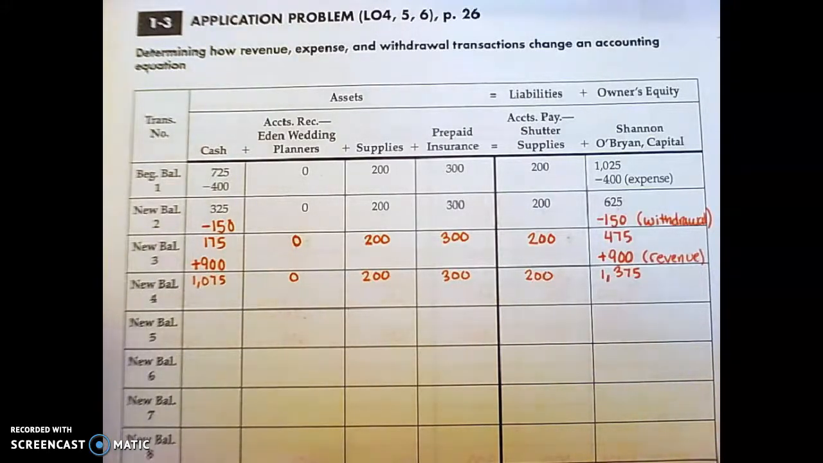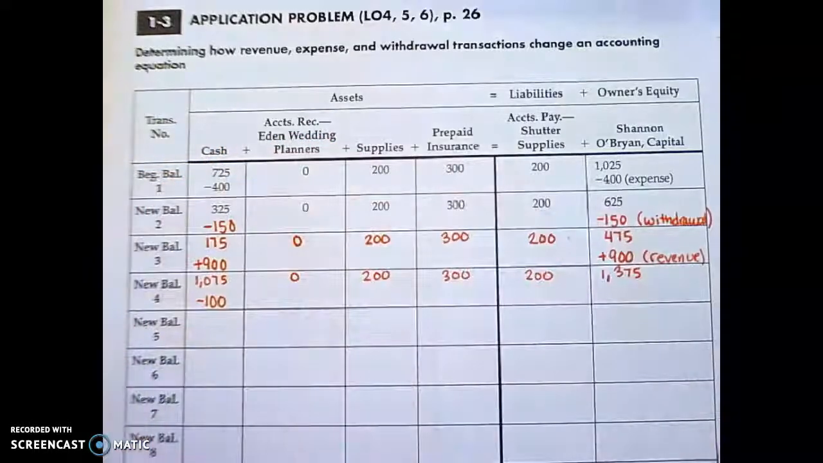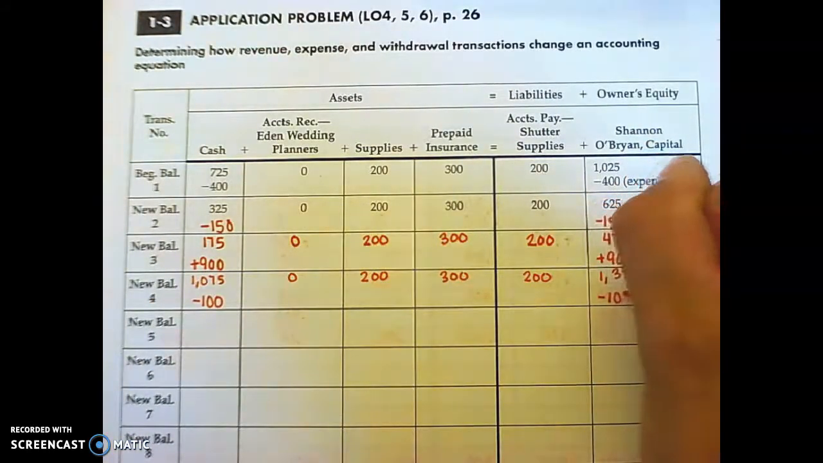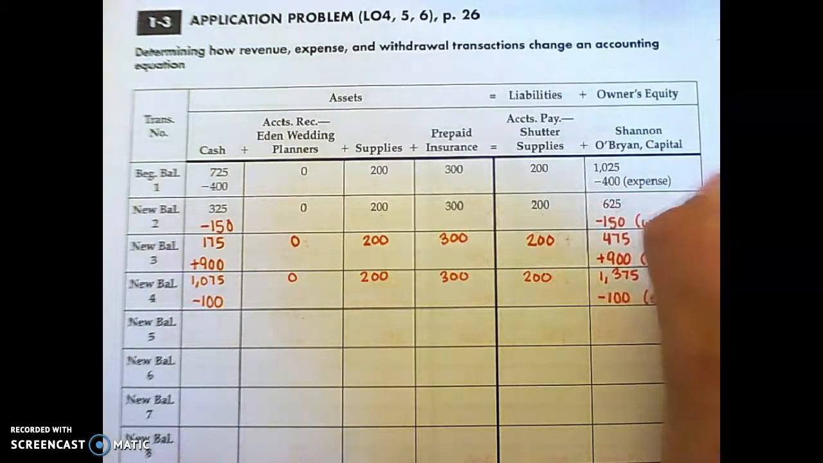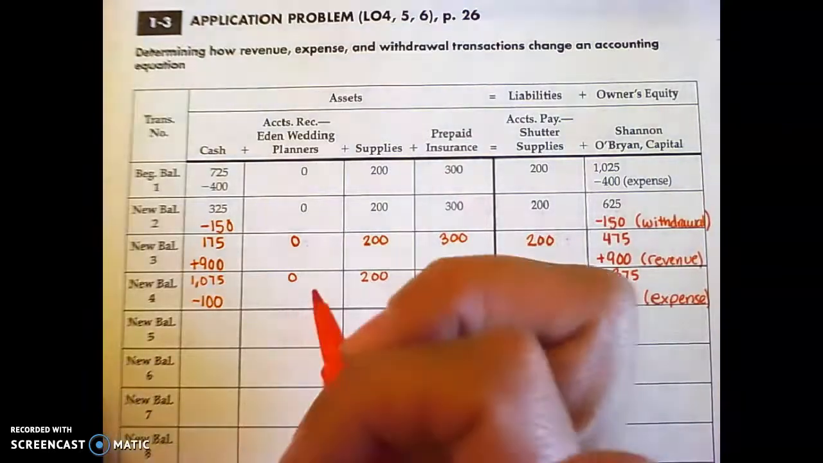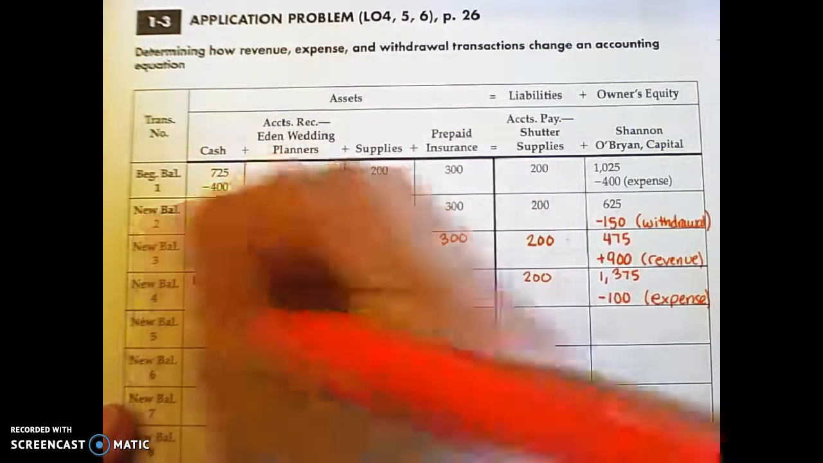The fourth transaction, paid cash for camera repairs, $100. So paid cash, we know that is going to decrease our cash account. And if we look at camera repairs, we can classify that as an expense. It would be like repairs expense, which would decrease our capital account. So for our capital account, I will do minus 100, and I will put in expense. And then once again, calculate the new balances going across.